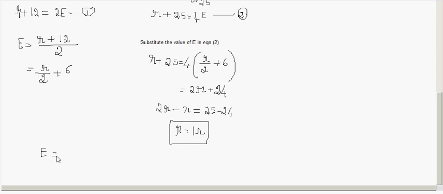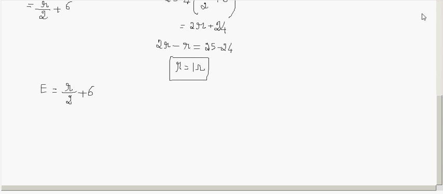E is equal to R by 2 plus 6. This will give you the value of E, half plus 6, which is equal to 6.5 volts. So E is equal to 6.5 volt. So we found the answer for both of our questions.